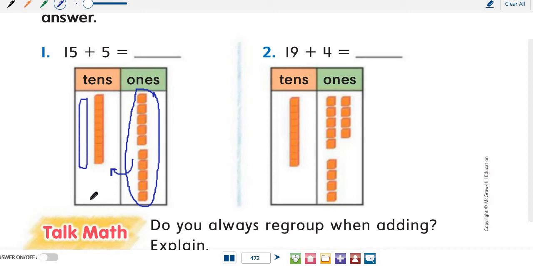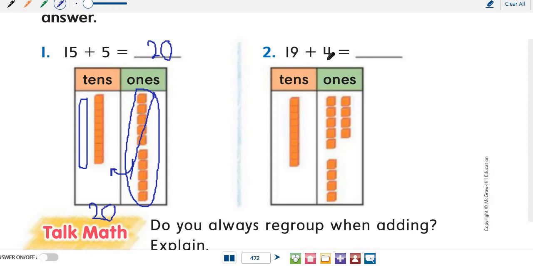So now we have 2 tens and 0 ones. Since we regroup these ones as a ten, there are no more ones. So 0 ones. So 15 plus 5 equals 20. Amazing. Let's solve question number 2.